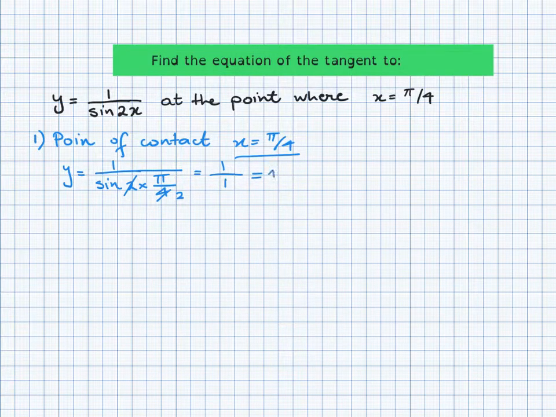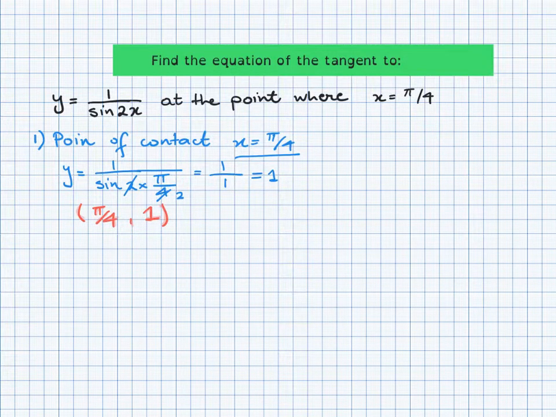So therefore, the point of contact is pi over 4 and 1. That's the point of contact.